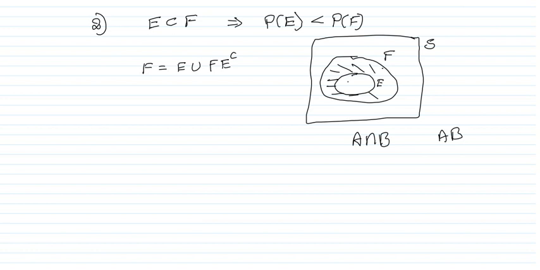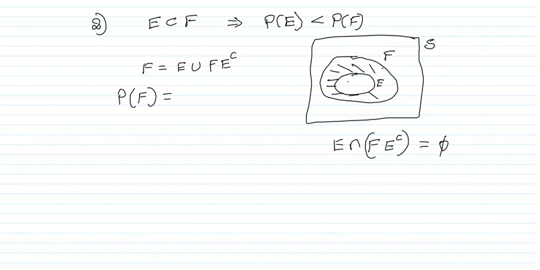Now let us try to see what is the probability of F. Can you tell me one thing? E and F intersection E complement, are they mutually exclusive? What can you say about E intersection with F intersection with E complement? F intersection with E complement, that is one set, and that intersection with E, what is that set? That is going to be empty set, right? So these two sets are mutually disjoint.